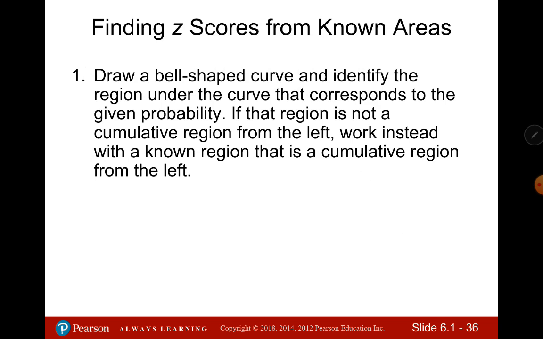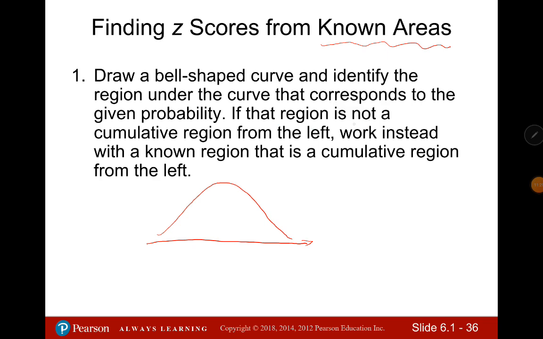So the next topic we are talking about: if we already know the area, how can we find the corresponding z-score? First, we will draw a bell-shaped curve. Next step, we should identify the region under the curve. We should shade that part.